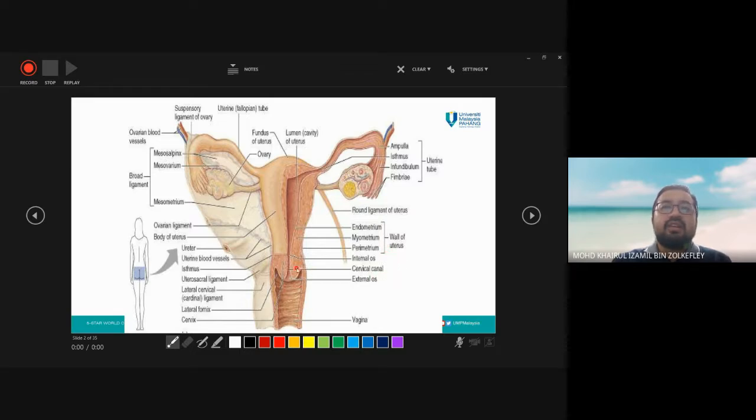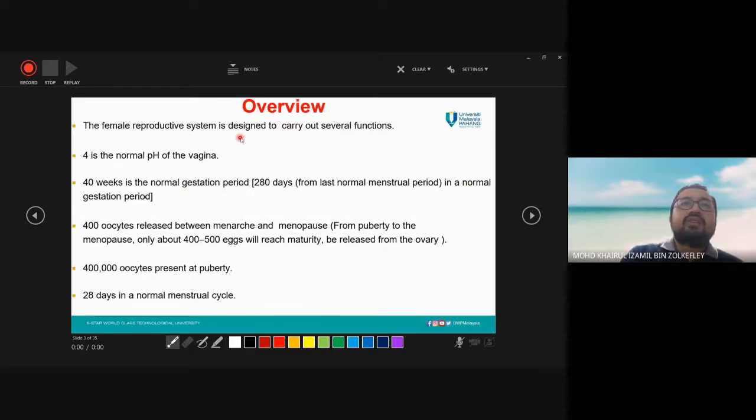And then kita ada sini adalah cervical canal, cervix, ini canal dia, ada external os. Ini vagina. Alright, that is a little bit in brief, a summary of the organs that are involved in the female reproductive system. The female reproductive system is designed to carry out several functions. The normal pH of the vagina is a little bit acidic, 4. 40 weeks is the normal gestation period, maknanya seorang tu mengandung.